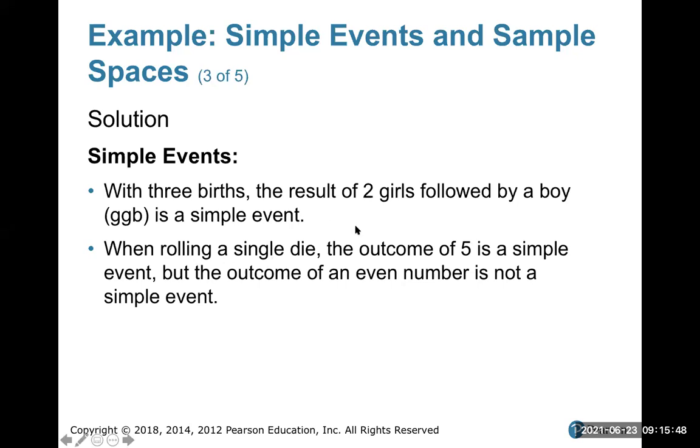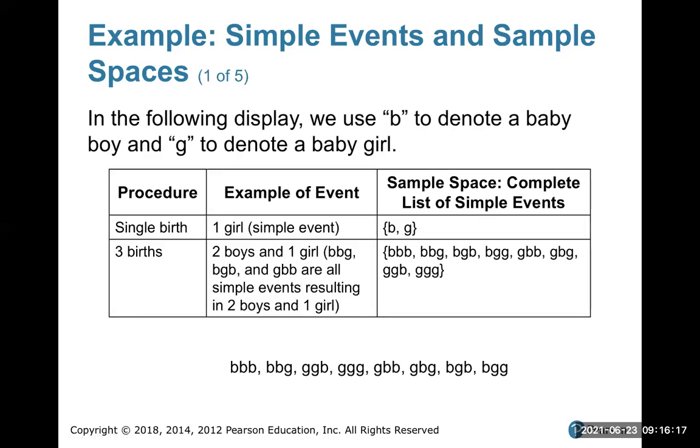Hey, Professor, can you explain that again? The simple event with two girls followed by a boy. So here, do you see they were specific? They say with three births, two girls followed by a boy. So that's a simple event. You cannot break it down, because the only possible case is girl, girl, boy, right? Because it says two girls followed by a boy. But if that was like the previous one that says two boys and a girl, they could be boy, boy, girl, or boy, girl, boy, or girl, boy, boy. So it's not only one case out of all of them.